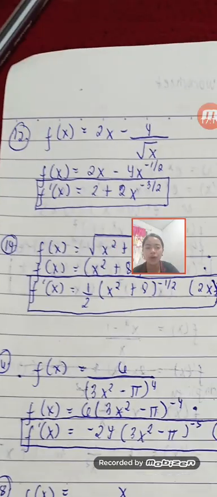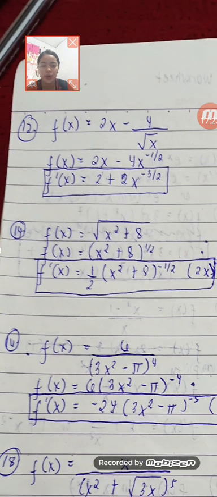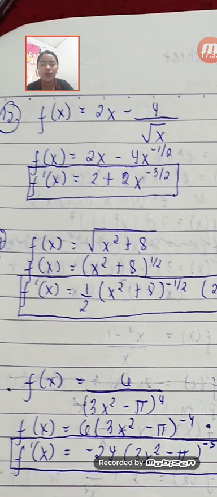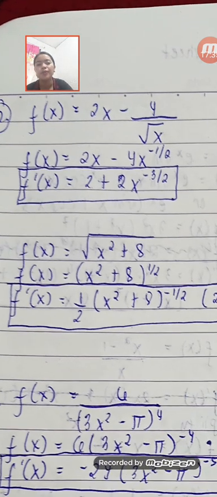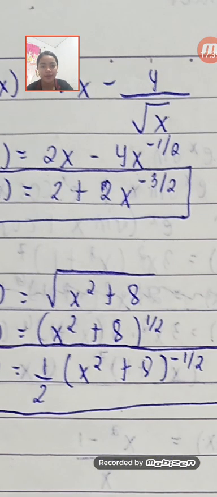Next one, item number 12. We have here f(x) is equal to (2x minus 4) over the square root of x. In this item, it's not easy to differentiate this one. That's why we need to simplify this first. In simplifying this one, the denominator square root, we can write it this way.